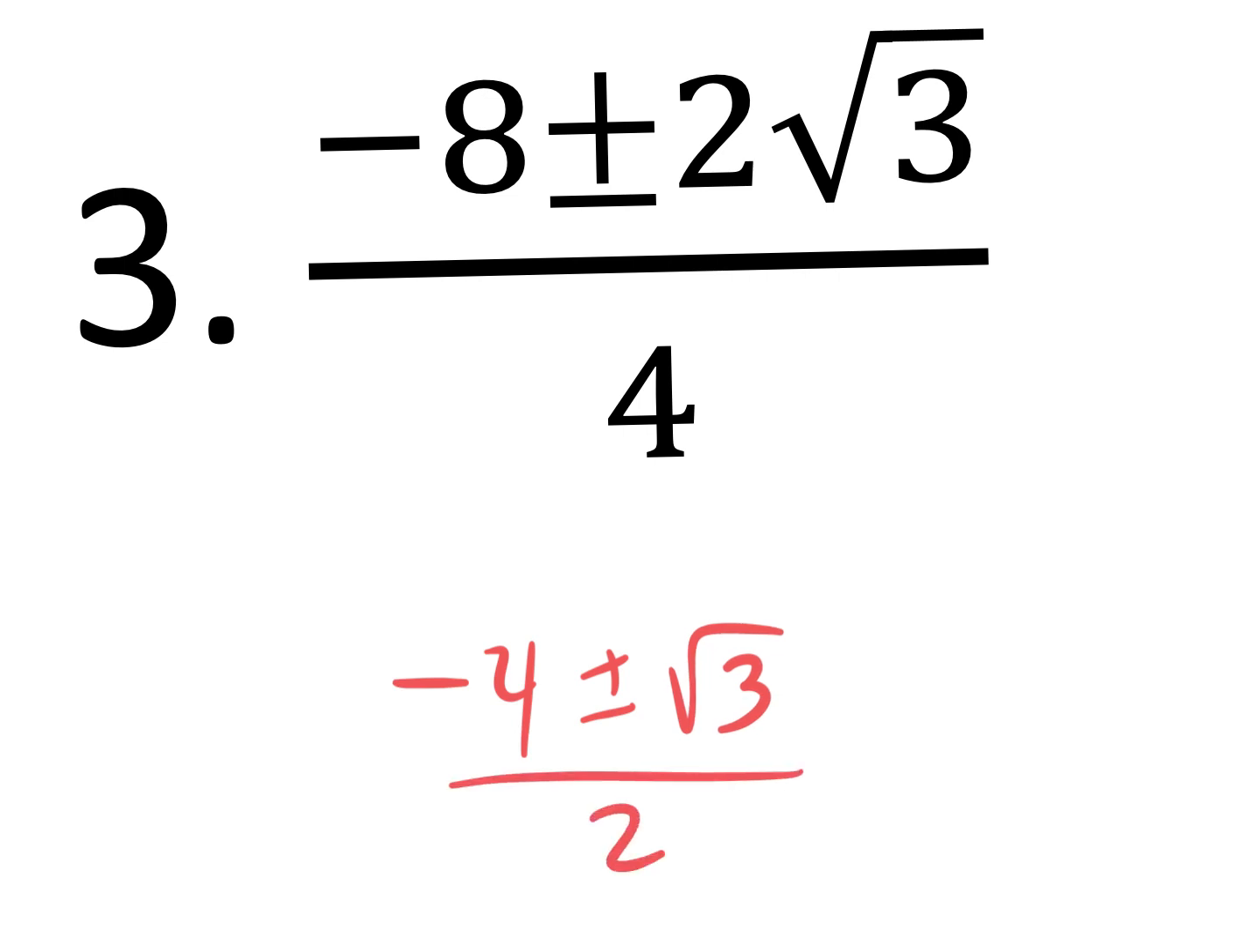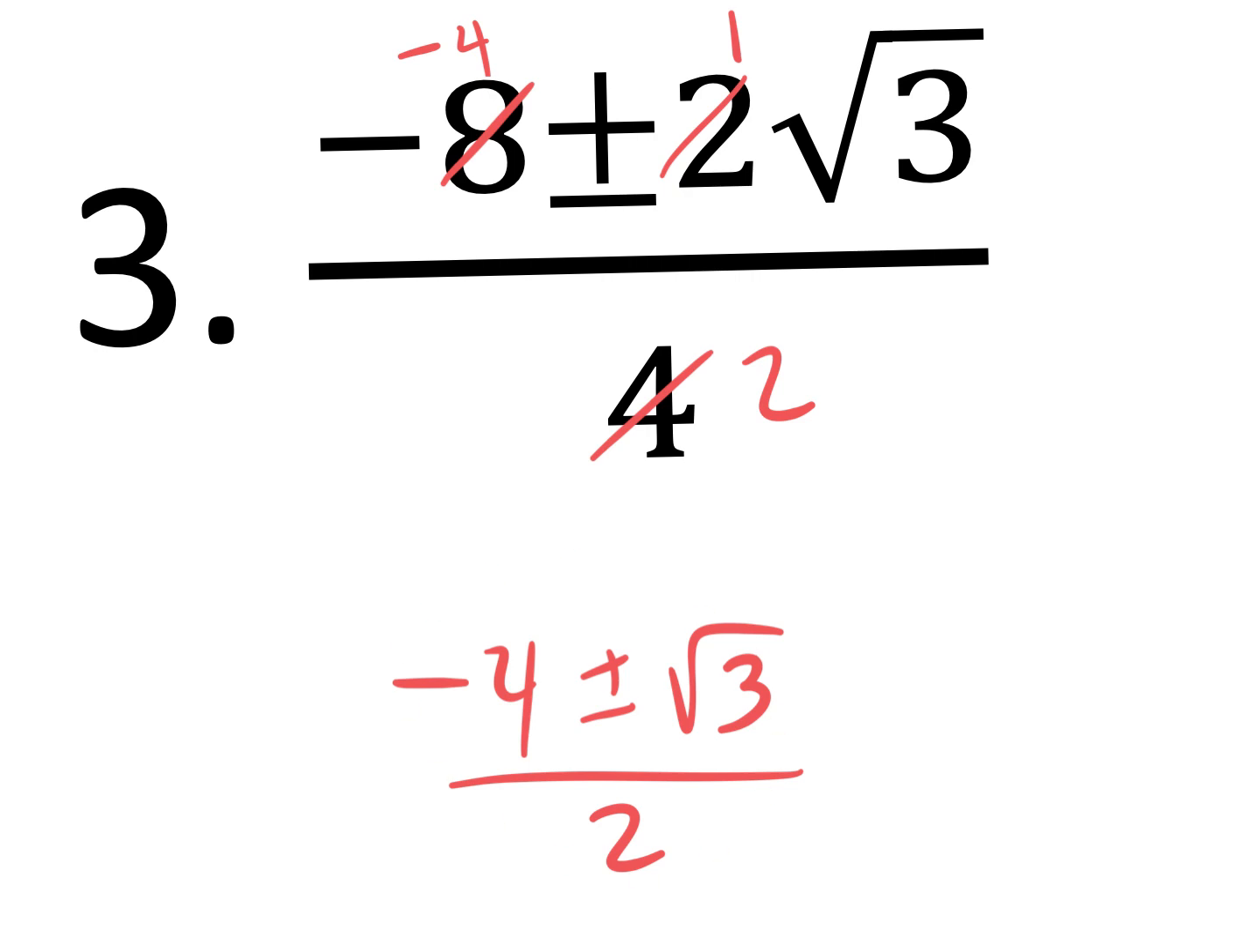Now if you're thinking, what the heck, how did you get that? Well, I look at my 3 terms, and they're all divisible by what? By 2. So 8 divided by 2 is 4 with the negative in the front. 2 divided by 2 is 1, which is unnecessary to write in front. 1 times square root of 3 is just going to be square root of 3. And 4 divided by 2 is 2. So that's how we get this final answer.